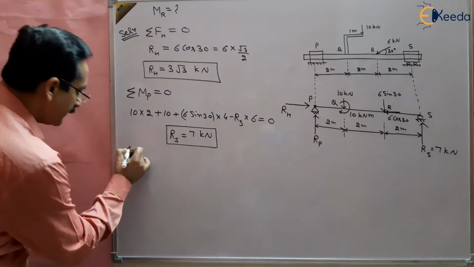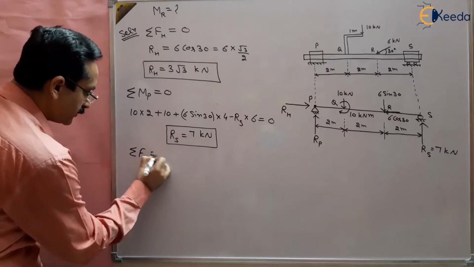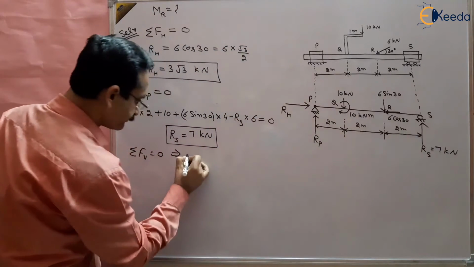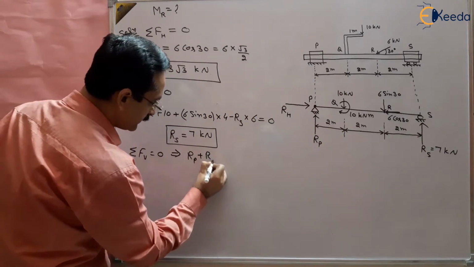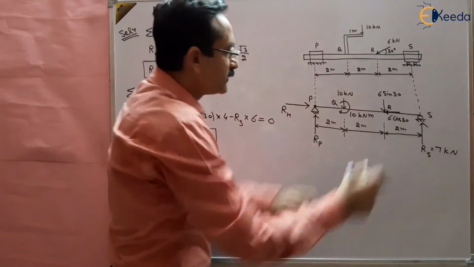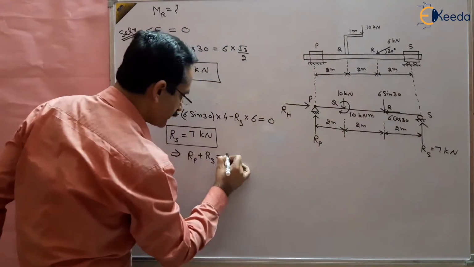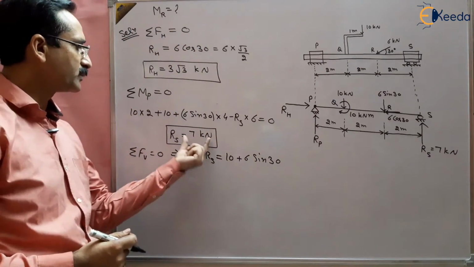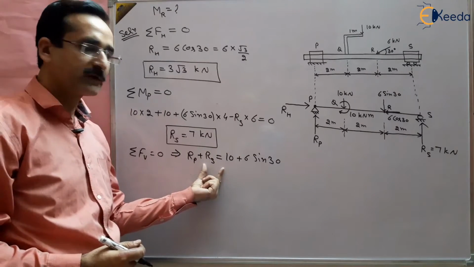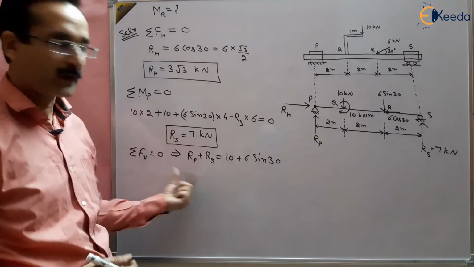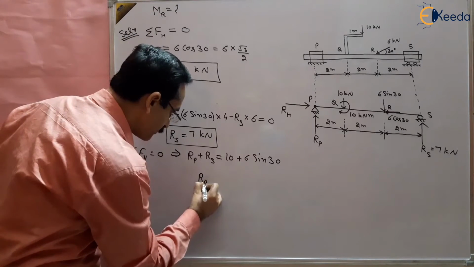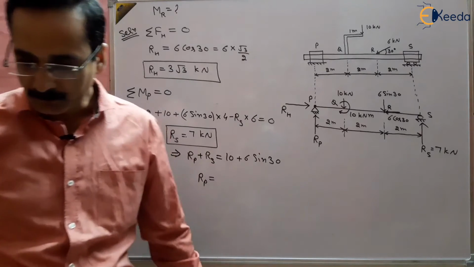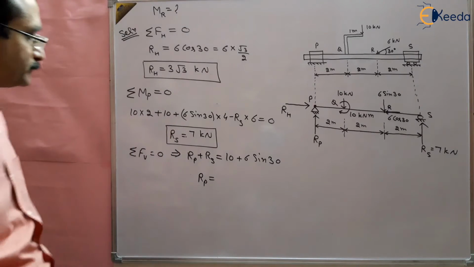So we can write RP plus RS should be equal to the downward forces, that is 10 kilonewton plus 6 sin 30. RS is known to us, that is 7 kilonewton. Use this value and find out RP, the reaction at point P. Solve it and you will get the value as 6 kilonewton.